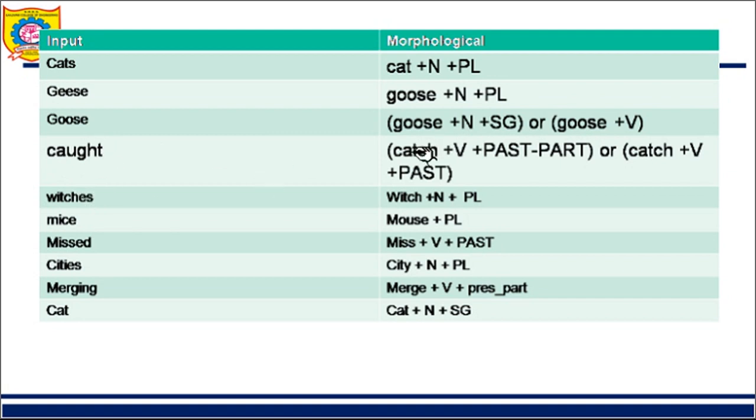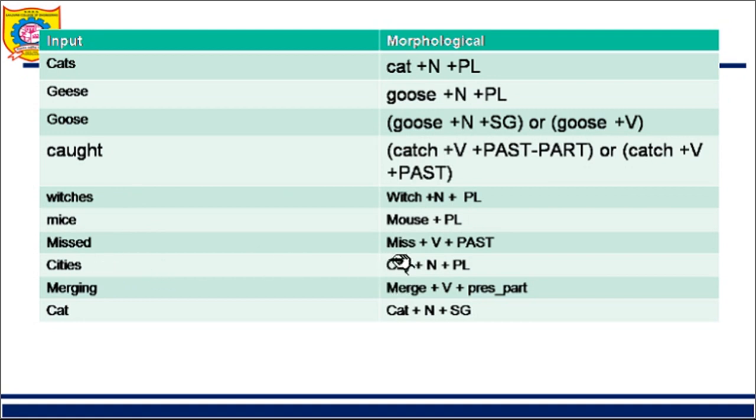Caught. Its base form is what? Catch. It's a verb, right? Verb plus either you write the word past participle or you can simply write past. No need of writing participle. Next is witches. Witch plus noun plus plural, right? Mice. Its base form is mouse plus plural. That's why plural is written here. Mist. So mist plus verb plus past. It is past tense, right?